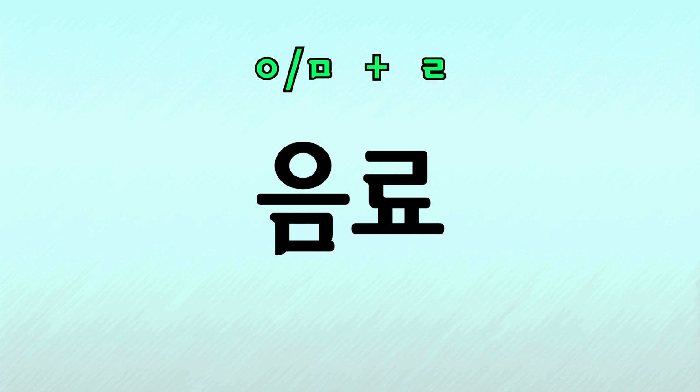Here's our next rule. Whenever you have a iung or a mium and it's followed by a lil, the lil will become pronounced as a nian. For example, the first syllable ends in a mium, and the second syllable, ryo, begins with a lil. So in this case, the lil in the syllable ryo will become a nian, and we get the sound myo.